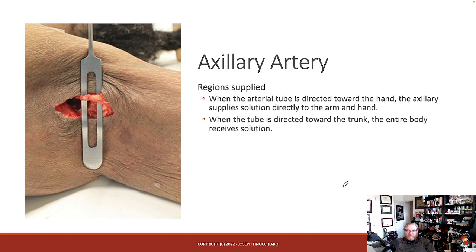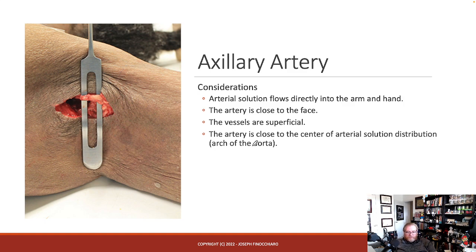Now, nothing says that you can't just figure out what gets applied when you take an arterial tube and face it in a direction. So if you inject distally, away from the center of the body using an axillary, you get the arm and the hand. If you inject towards the body, you get everything else. So, what's good about this? Well, great access to the arm and hand, very close to the head if you needed to inject the head. Vessels are extremely close to the top of the skin, and it's also close to the center of distribution.